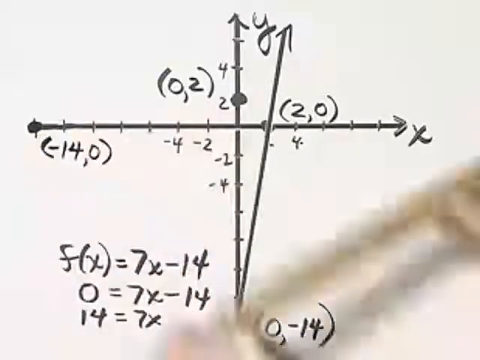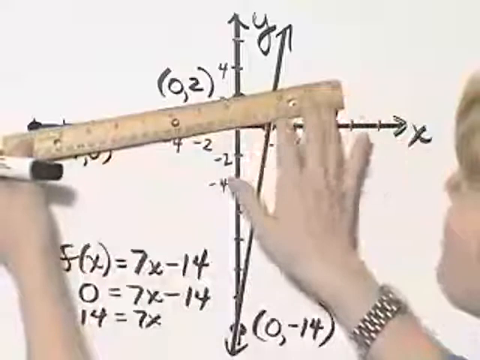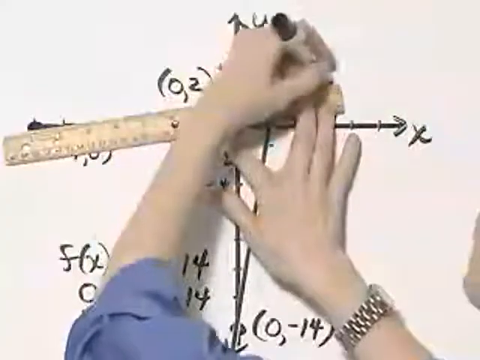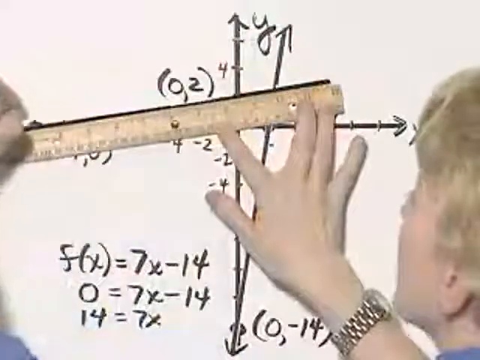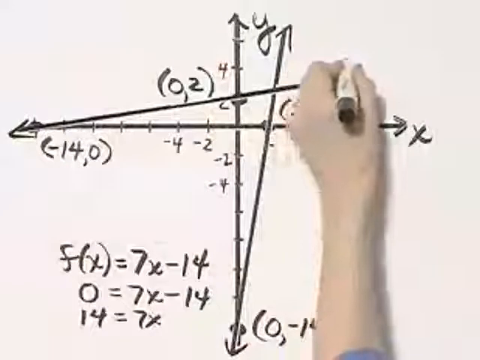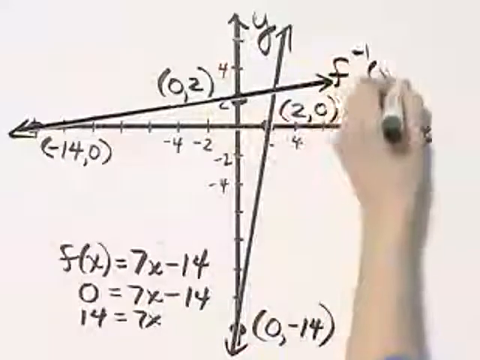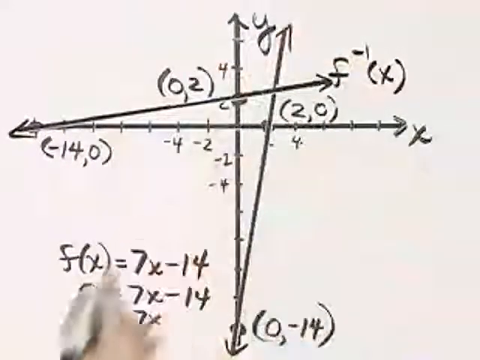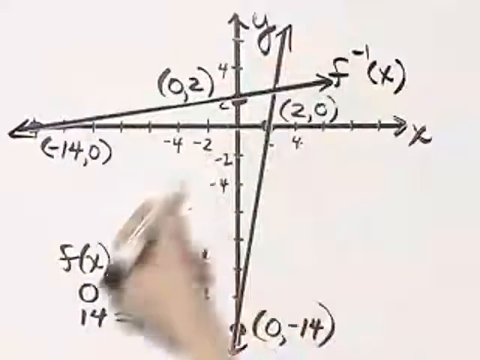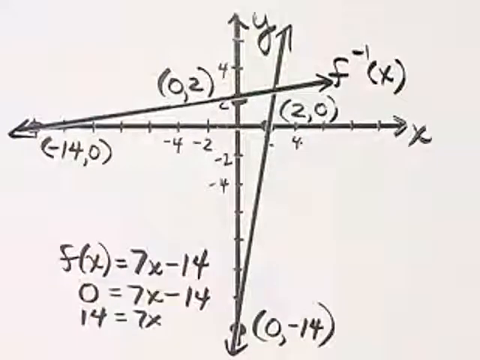Here, then, is the graph of the inverse through these two ordered pairs. And I can call this graph, to let everybody know that this is the inverse, I can call this f inverse of x. And I want you to see that these two graphs are symmetric across the line y is equal to x.